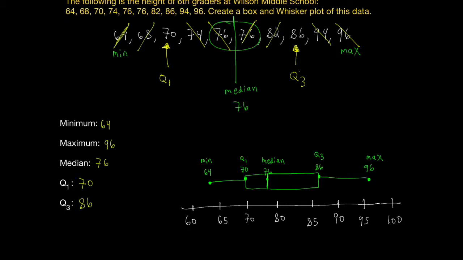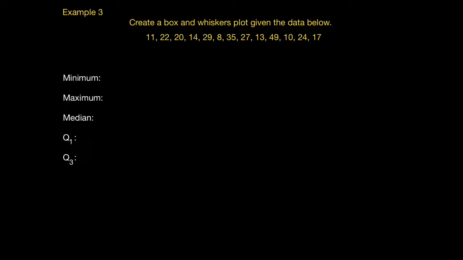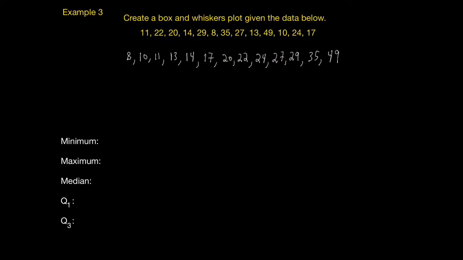Let's do one more example before you try these on your own. So now example 3. We've got to create a box and whiskers plot with this data now. Here the data is not arranged from least to greatest, so let's go ahead and arrange that really quickly before we begin to do the 5-number summary. I have the data arranged from least to greatest now, so I can get the minimum and the maximum. So the minimum will be 8 and the maximum is going to be 49.